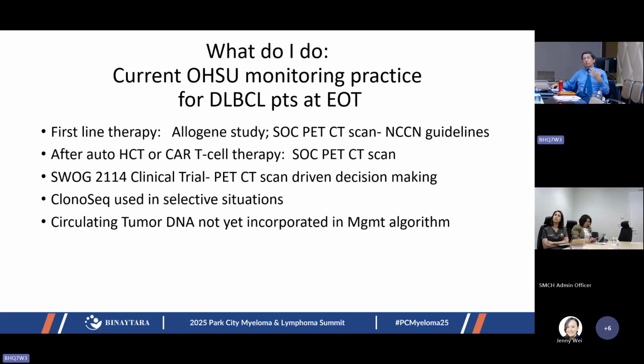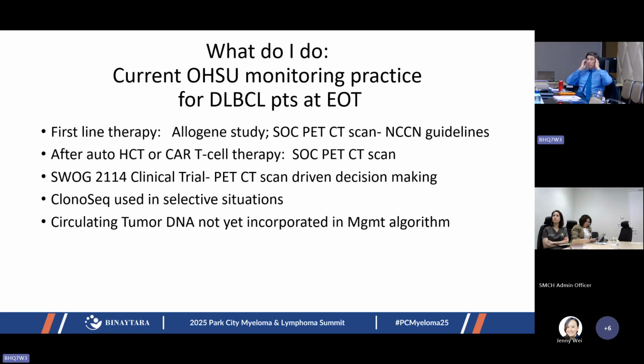And so I asked, what do I do currently at OHSU for large cell patients at end of therapy? If I can, I'll do the Allogene study if they're willing, because I think it's an interesting clinical trial. If they say I don't want to be on the trial, I'll use standard of care PET scans and follow the NCCN guidelines pretty much through the end of 1 year and not do it after that. If I have an autologous transplant or CAR T, I'll do standard of care PET scans. We haven't used phase ed yet.